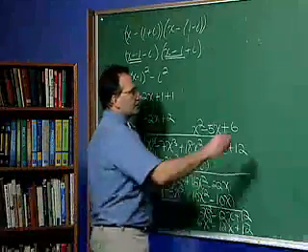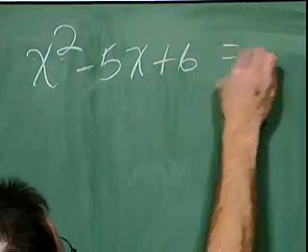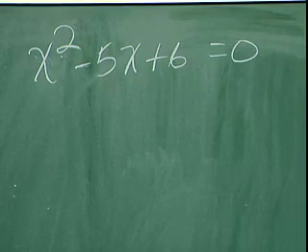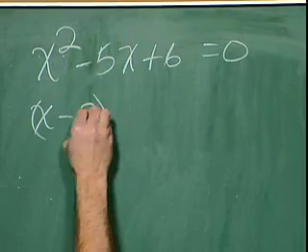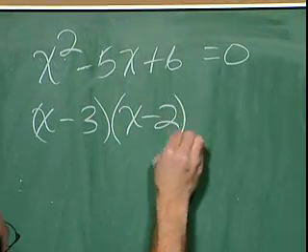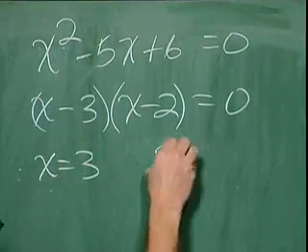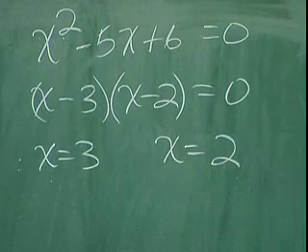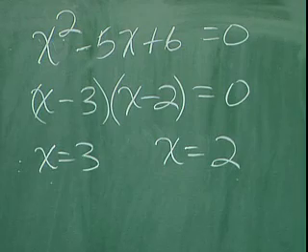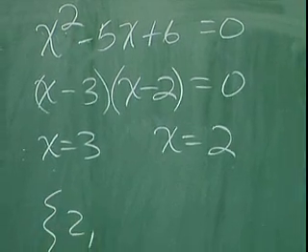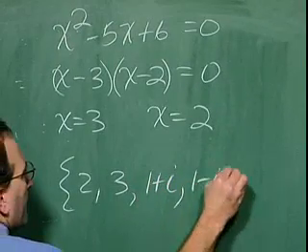So let's take x squared minus 5x plus 6 and set it equal to 0. Then that'll give me x minus 3, x minus 2 equals 0. So that gives me x equals 3 and x equals 2. So my solution set for this quadratic are the numbers 2, 3, 1 plus i, and 1 minus i.